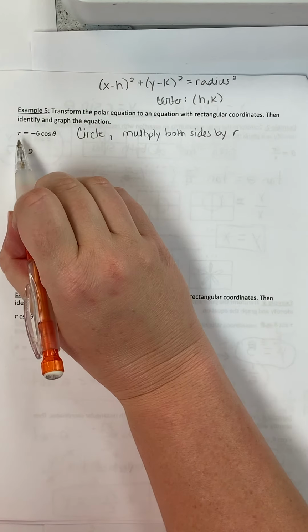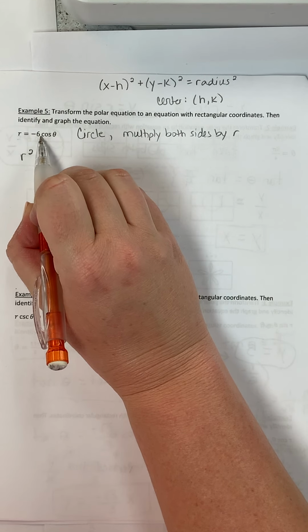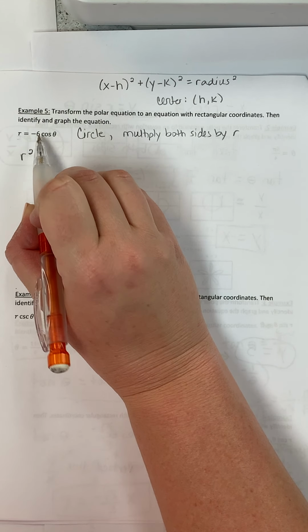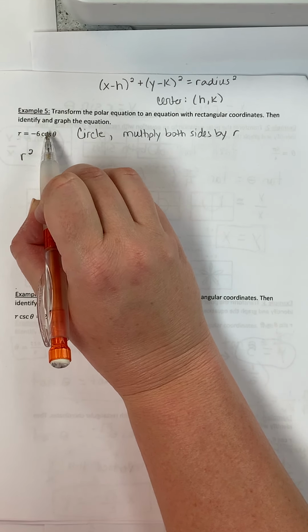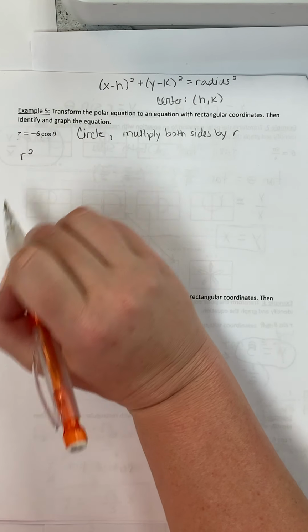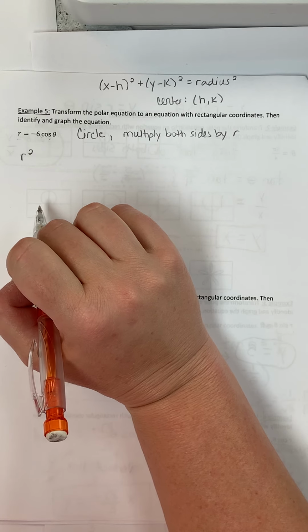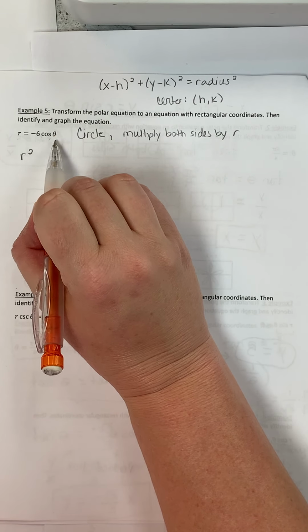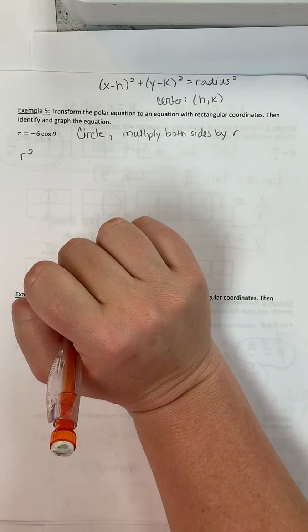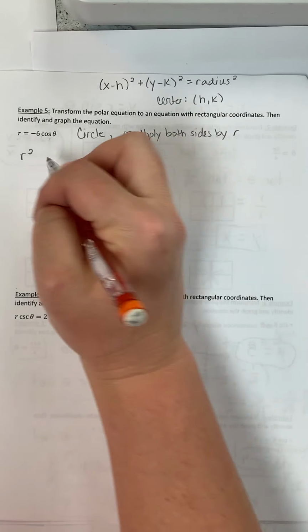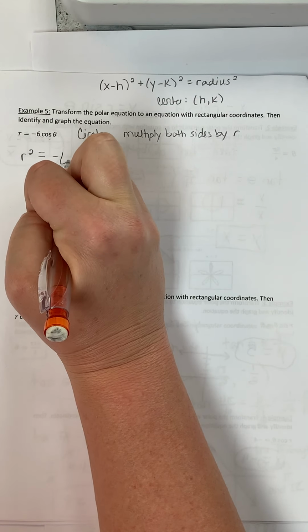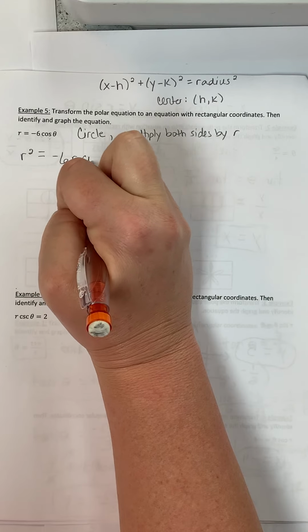Now, why didn't we just square both sides? Because I also need an r over here. I want this to say r cosine theta, so I can replace it with an x. Right now, it's just cosine theta. And if I square both sides, then I'm going to have cosine squared theta, which is still not helpful. So I'm going to multiply both sides by r. I'll just slide that little r right in there.